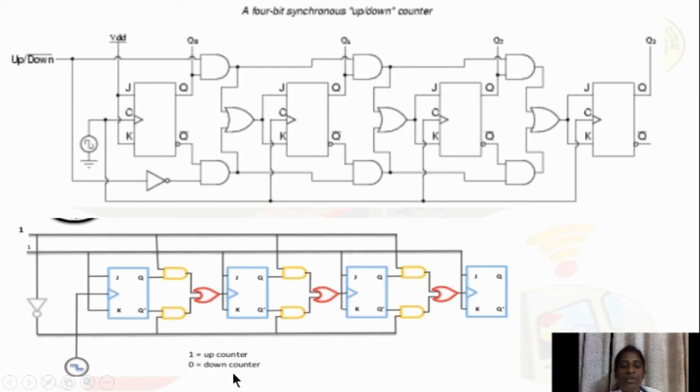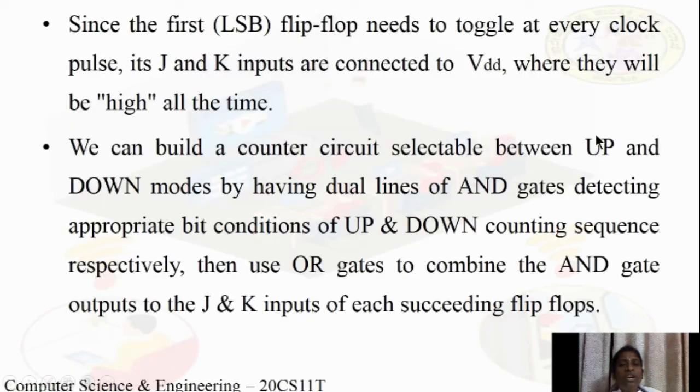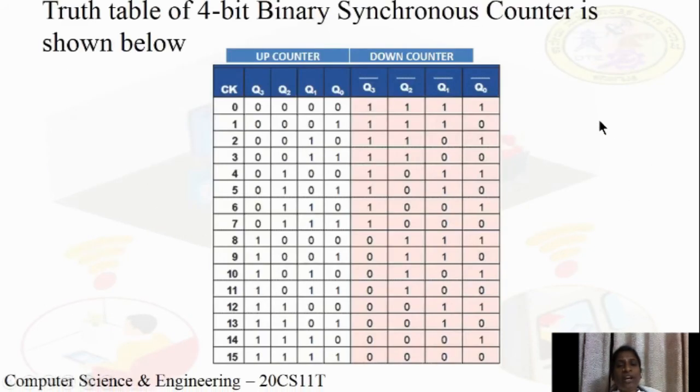1 is equal to up counter, 0 is equal to down counter. Now let us see the truth table of the 4-bit synchronous up-down counter.